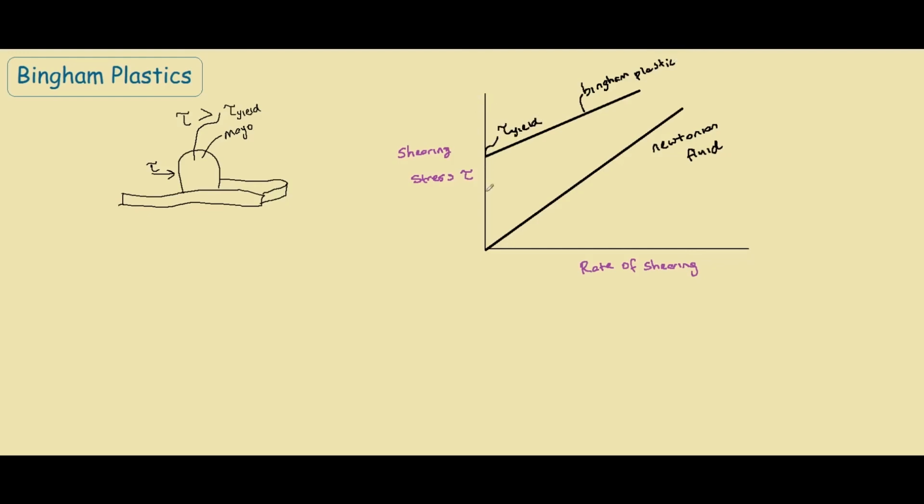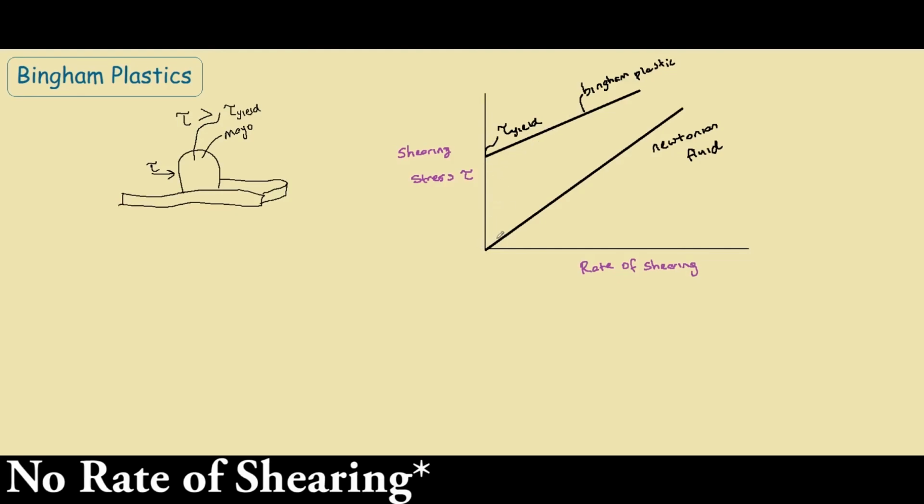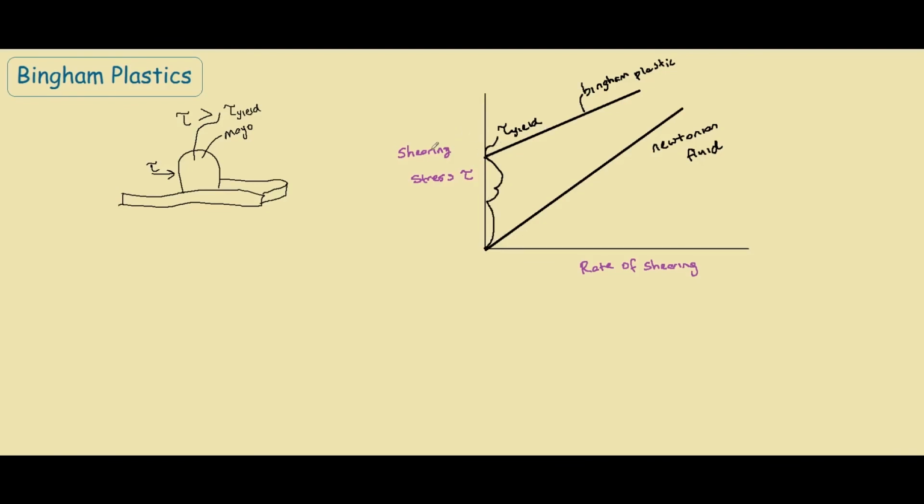So as you can see from this graph, the Bingham plastic has no shearing stress until a certain yield stress is reached. And as soon as this shearing stress is greater than the yield stress, the Bingham plastic acts as a fluid and starts having a rate of shearing.